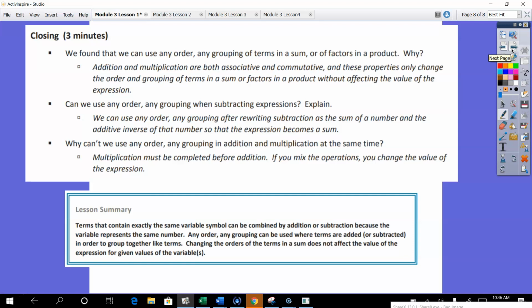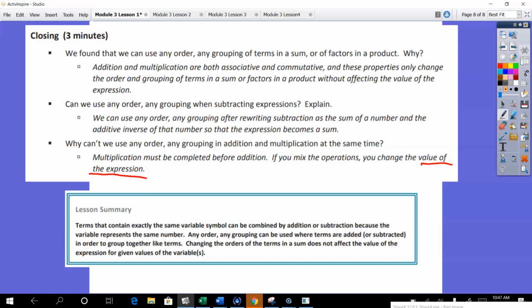So in closing, we see that we can use any grouping, any order with the sums because of the commutative and the associative property. Can we do it with subtraction? Yes, we can, as long as we rewrite it as addition. And then why can't we use any order, any grouping with the multiplication and division? It's because it changed the value of the expression. It did not have the same value. One was negative and one was positive.